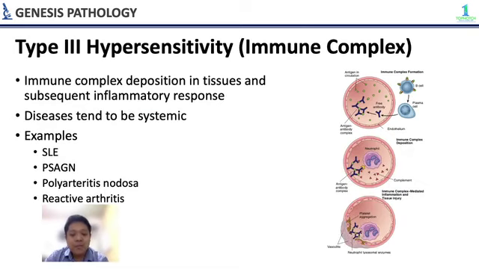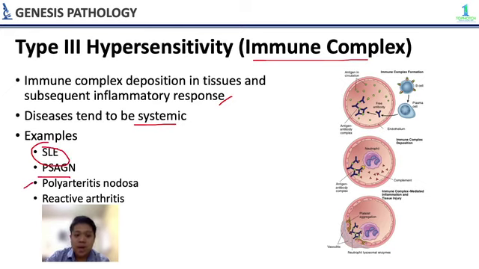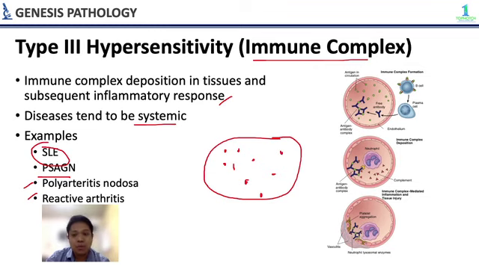Yung type 3 naman, antigens and antibodies form complexes to form immune complex hypersensitivity. So, immune complex deposition in tissues and its subsequent inflammatory response, and diseases tend to be systemic, such as SLE, post-streptococcal acute glomerulonephritis, polyarteritis nodosa, and reactive arthritis. Naalala nyo dun sa post-streptococcal acute glomerulonephritis, yung mga complexes nagde-deposit dun sa glomerulus, and then it attracts neutrophils and everything, so magiging hypercellular yung glomeruli, and magpaproduce ng damage, kaya nagkakaroon ng parang nephritic syndrome.